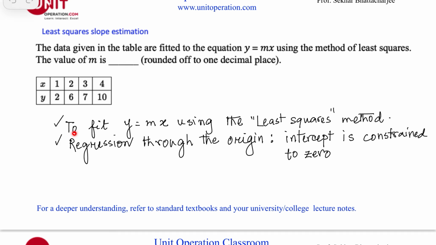So what we have to do is fit y is equal to mx using the least square method. We'll see why it's called least square. And then we have to do the regression through the origin, as it is y is equal to mx, not y is equal to mx plus c. So it goes through the origin. The intercept is constrained or forced to go to 0.